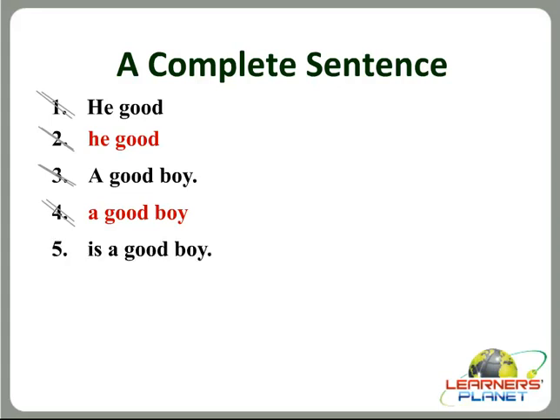Next, is a good boy. A full stop at the end but no capital letter in the beginning and it does not make sense. It does not have a meaning. Is a good boy. Who is a good boy? We do not know. So, I cancel it for you. Students, it is not a complete sentence. The last one. He is a good boy. This makes sense. We know that we are talking about a good boy. Capital letter H in the beginning, full stop at the end. So, this is a complete sentence. A tick to this sentence.